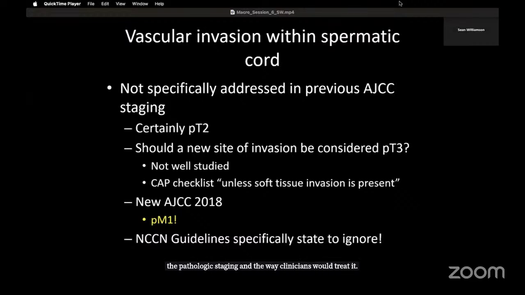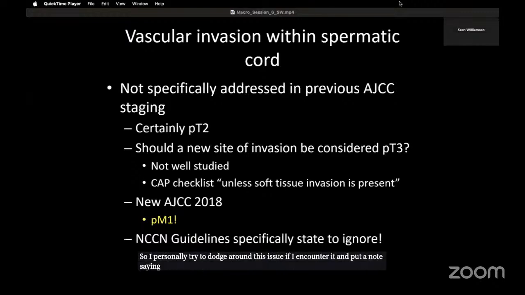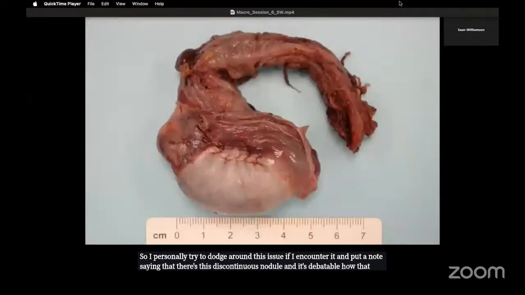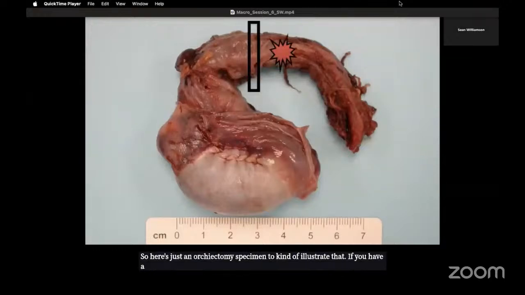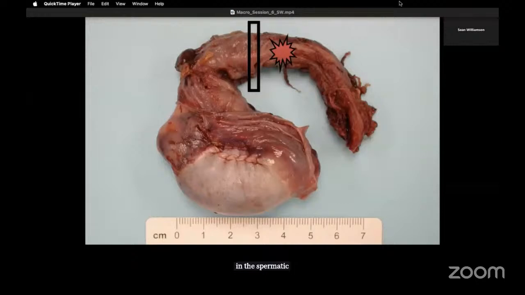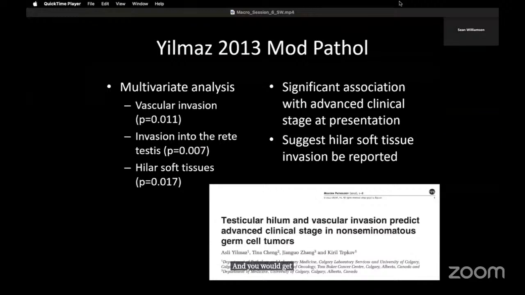So I personally try to dodge around this issue if I encounter it, and put a note saying that there's this discontinuous nodule, however, and it's debatable how that should be handled in practice. So here's just an orchiectomy specimen to illustrate that. If you have a nodule there in the spermatic cord and your section that's before it doesn't show any tumor, then that would be a discontinuous nodule. And we would get into the situation of having to decide how to handle that.